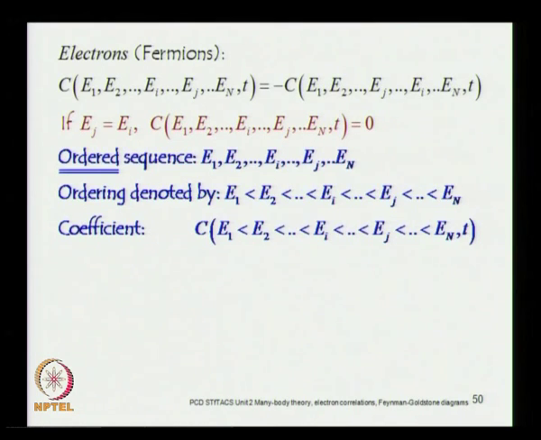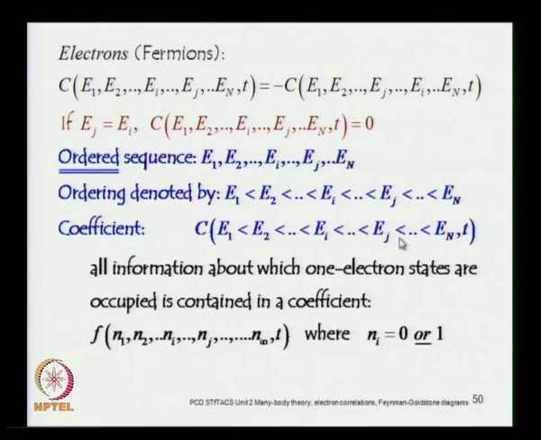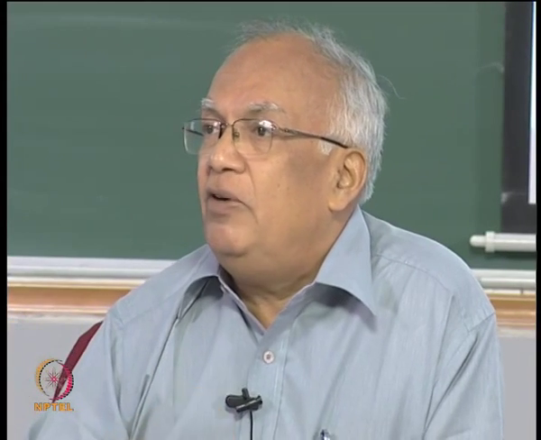So there is a certain ordered sequence of single particle quantum numbers, and these coefficients also have these arguments, the single particle quantum numbers, and they are also arranged in the same order. So all the information about the single particle states is now contained in a coefficient which tells us which single particle states are occupied and which are empty. This is where the importance of the occupation number formalism comes in, because some of the single particle states will be empty.